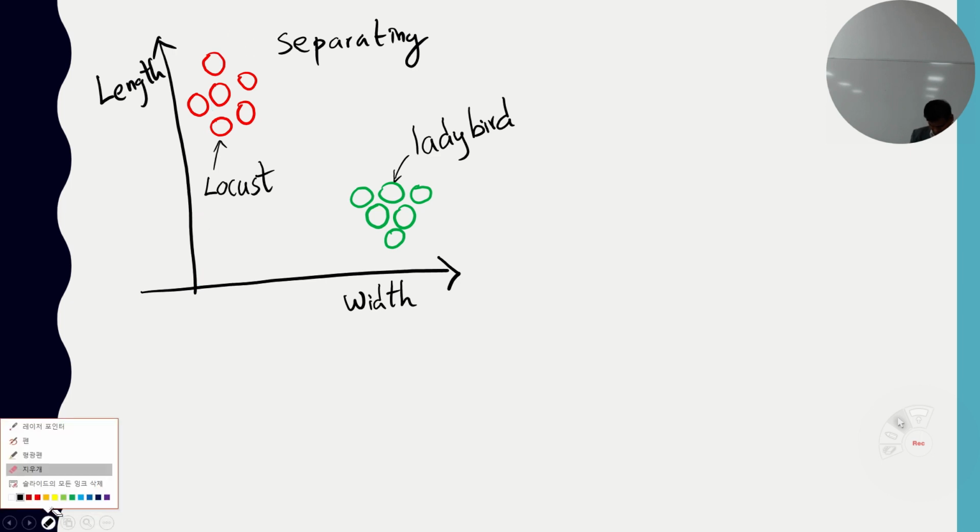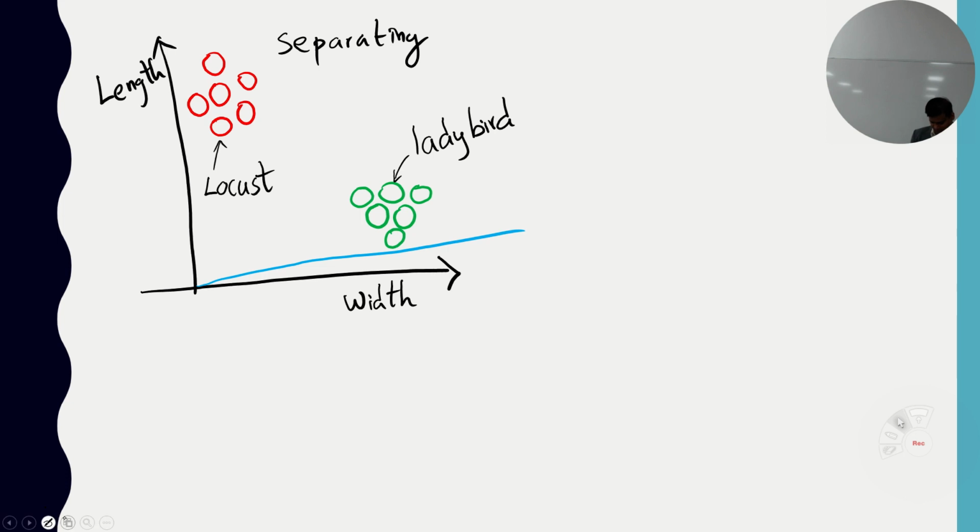Now let's go for another option. How about this line? Can you call this a proper separating line? This is even worse, right? It's not even dividing one element. It seems that all the elements are in the same class. Okay, let's remove this one as well.